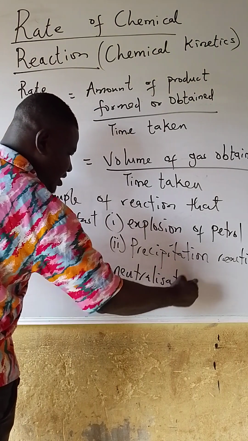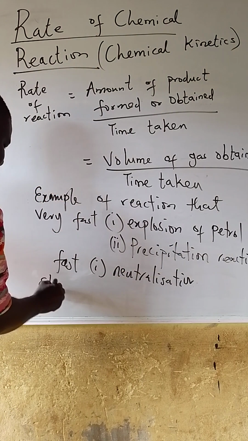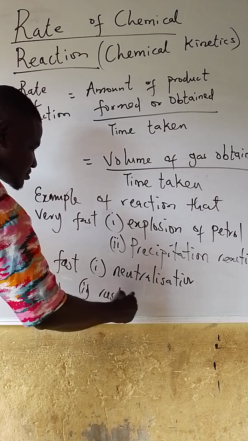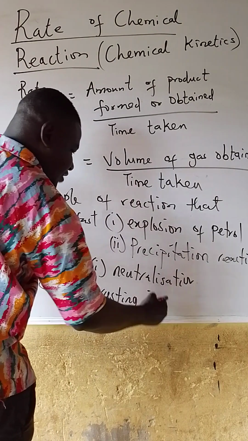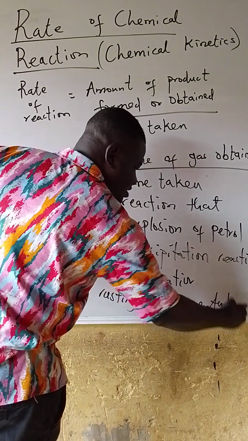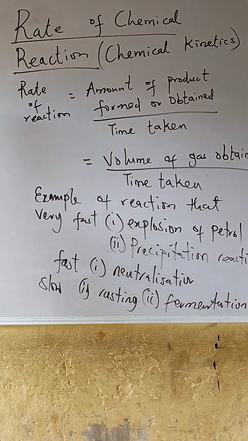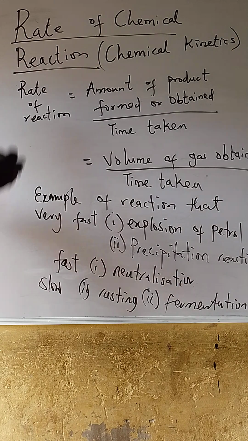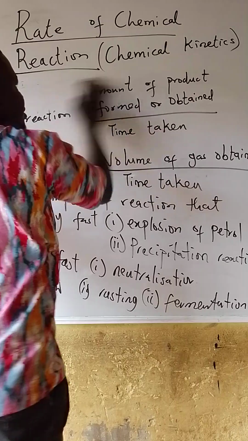Neutralization is normal, but then slow, we have roasting of iron, roasting, fermentation. Fermentation is a slow reaction. Then let me proceed.